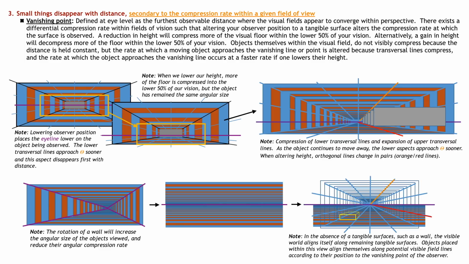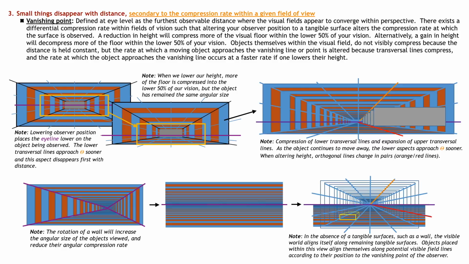So the first one is that small things disappear secondary to the compression rate within a given field of view, and the ability to make that angle smaller with which we see the world. So the first concept within that compression rate is going to be the vanishing point. Again, the vanishing point is defined at eye level as the furthest observable distance where the visual field appears to converge within perspective. There exists a differential compression rate within fields of vision such that altering your observer position to a tangible surface alters the compression rate at which that surface is observed.